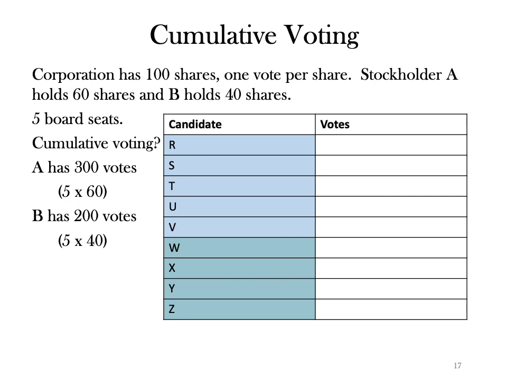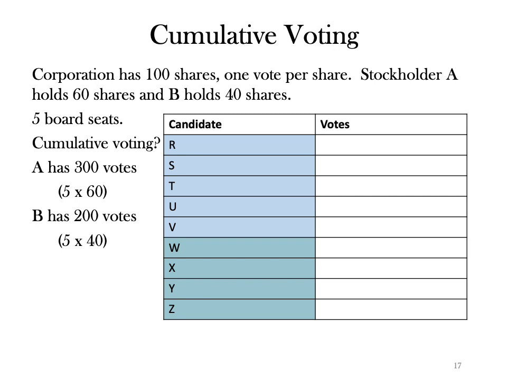With cumulative voting, the stockholder is entitled to, in a sense, pile all the votes onto one particular candidate or 2 particular candidates. So if there are 5 board seats, you get 5 votes per share. So A has 60 shares and gets 5 votes per share. So A has in total 300 votes to allocate however A likes. A could vote all 300 for one candidate, R, for example.